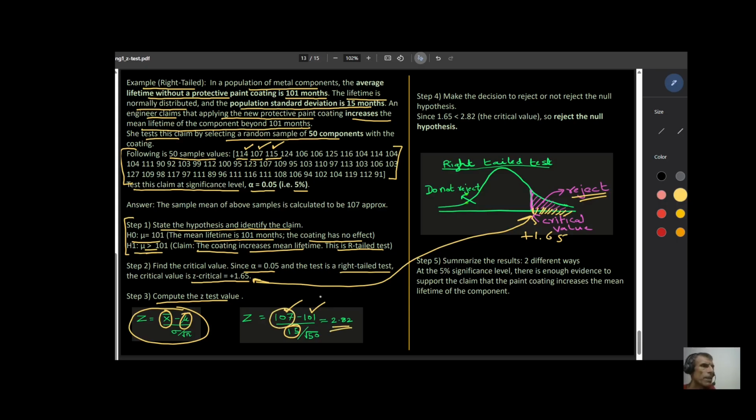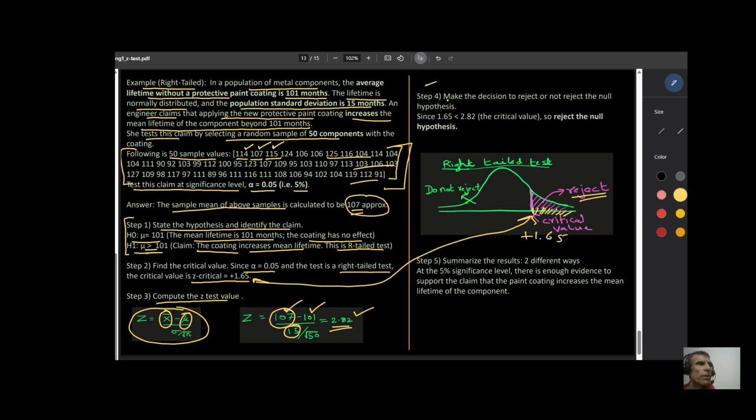107 is right here. And how did I get 107? Basically, I took the sample mean of the above samples. I took all these numbers, add them all together, and you divide by 50, and the answer would be 107. Okay, all right. So my z is 2.82.